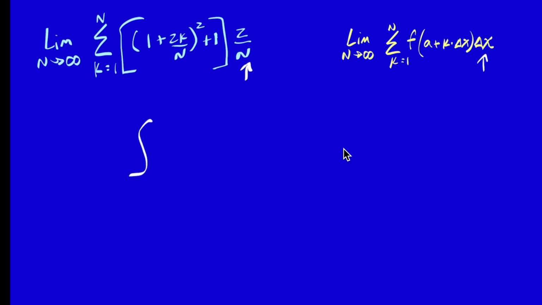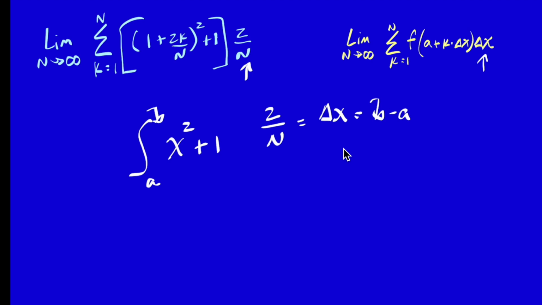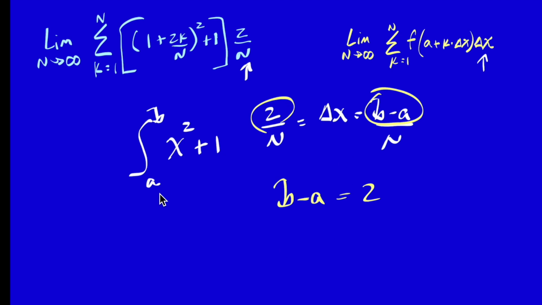So what do we have so far? We have the integral of x squared plus 1, and what we're trying now to find are these a and b values. We're going to use that delta x, because we know that delta x, which in this problem is 2 over n, equals our b minus a over n. So if we pattern match the numerators, we know that b minus a in this particular problem is going to equal 2. So we need the a and the b values.